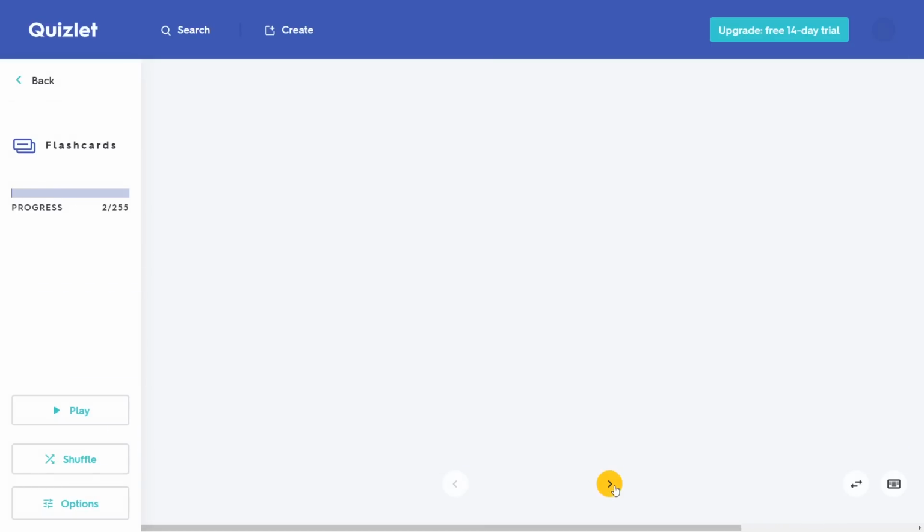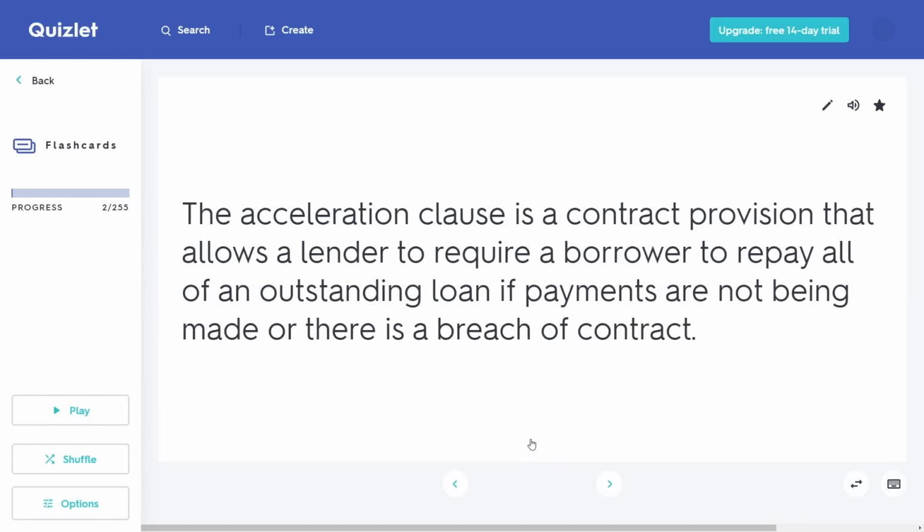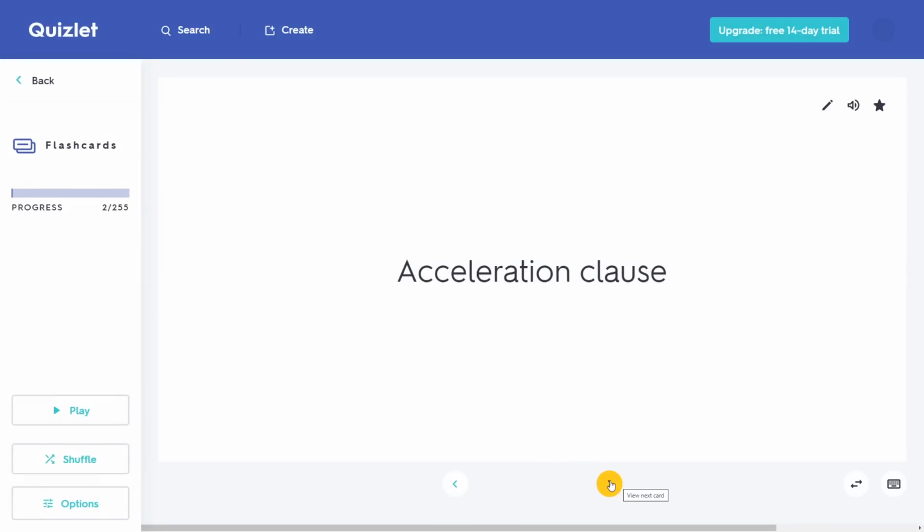All right, next one. The acceleration clause. All right, I'm going to give you guys an opportunity to think that one over. All right. Do you guys know what the acceleration clause is? Hopefully, if you're not new to the channel, you should be familiar with the term. So, the acceleration clause is a contract provision that allows a lender to require a borrower to repay all of an outstanding loan if payments are not being made or there's a breach of contract. And we actually do have a video on contract clauses if you're interested, check that out too.